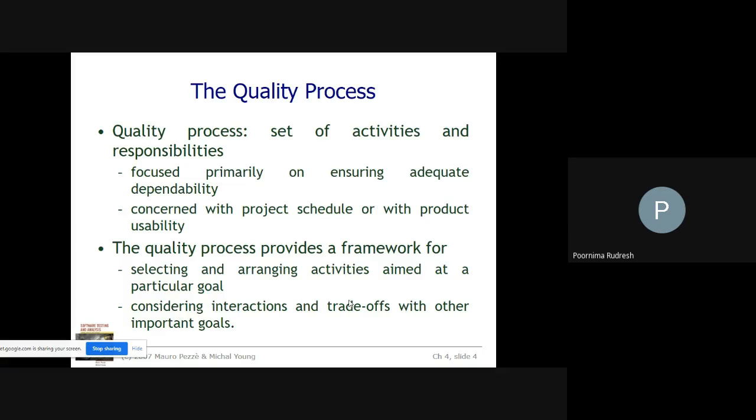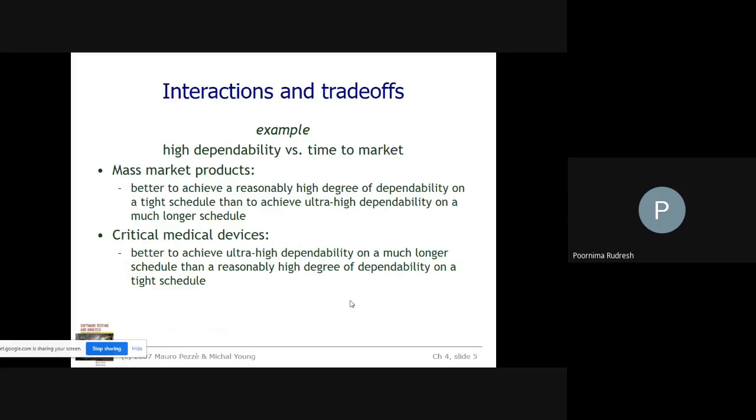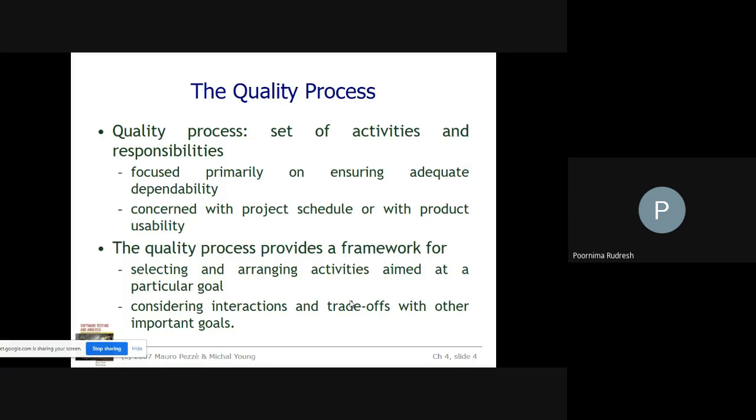So when you are developing or implementing the system or the software, you are defining a set of different goals. We are not only concentrating on a single goal, we are defining a set of goals. Then we have to check whether all the goals are met or not. So to do that, we have to consider the interactions and the trade-offs with other important goals. So this is about the quality products. So then here, as I said, we have to consider the interactions and the trade-offs.